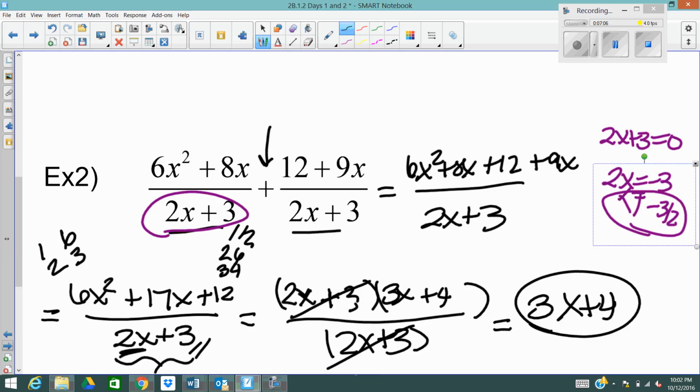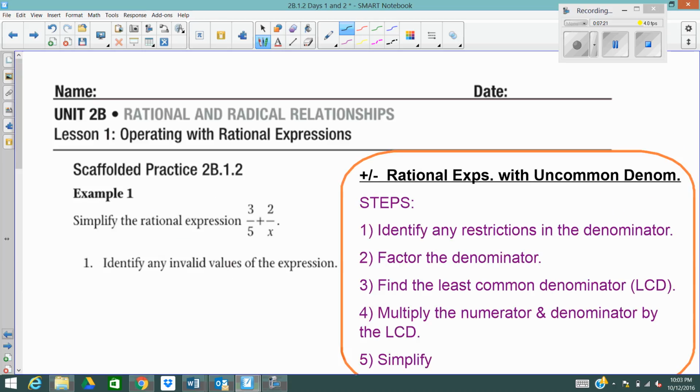And again, how do I get that? Because I have fractions, and in math you can never divide by 0. So we have to find that value of x that makes our denominator 0 and say, hey, that's not cool. We can't have that.